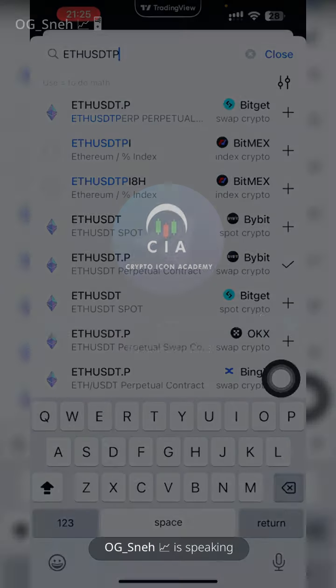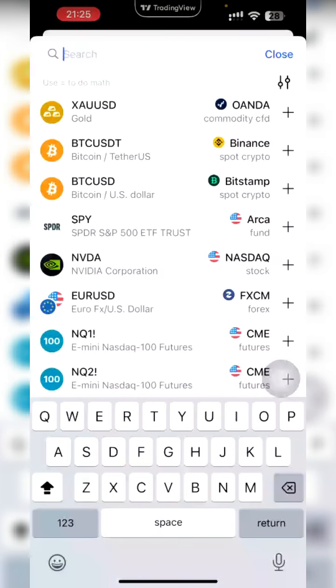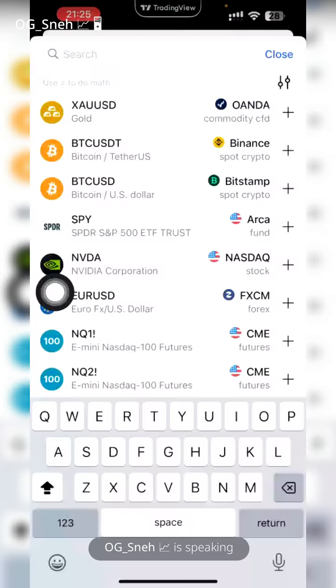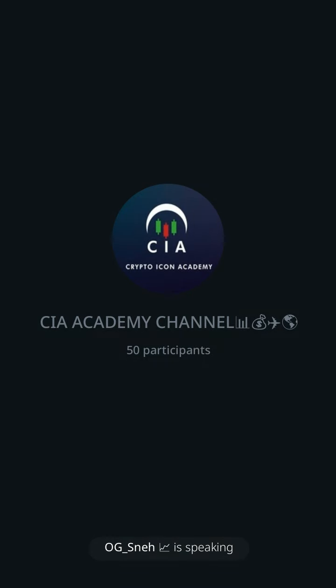I want to add two forex too. So I can add gold, XAUUSD. For you to know that this thing is forex, you see USD, there's no T there. If you are seeing USDT, that is crypto. So XAUUSD.